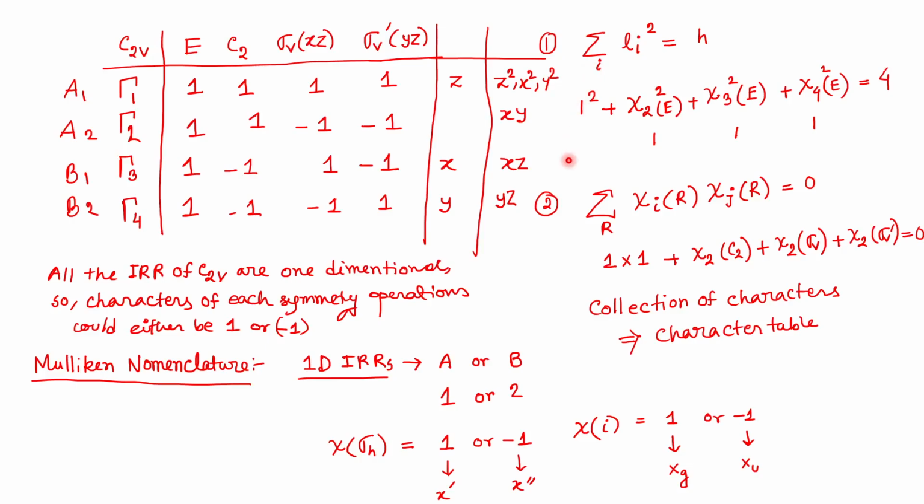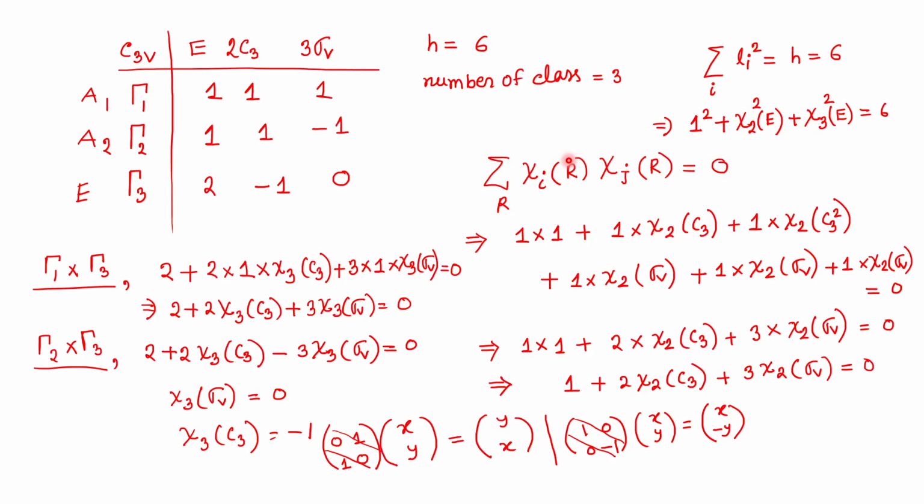Okay. Now for C3v, we can also do the same thing. The total number of symmetry operations is 6, but the total number of classes here is 3, because your C3 operations are equivalent, and the sigma V operations are equivalent. So that's why the number of classes is 3. So the number of irreducible representations is 3.